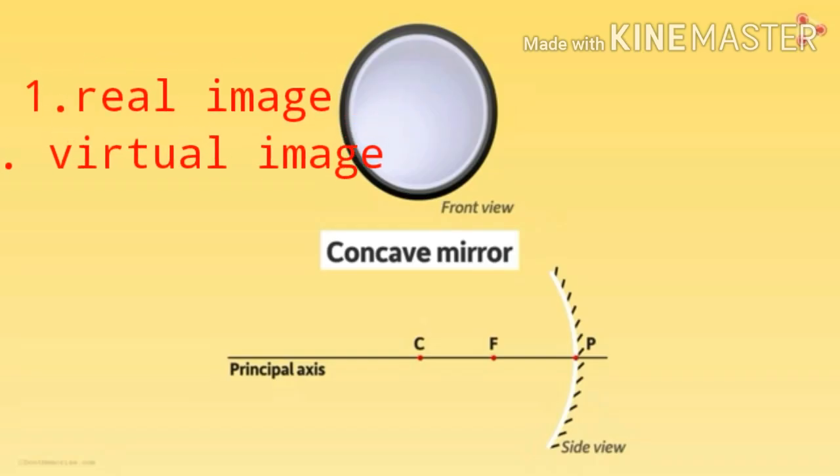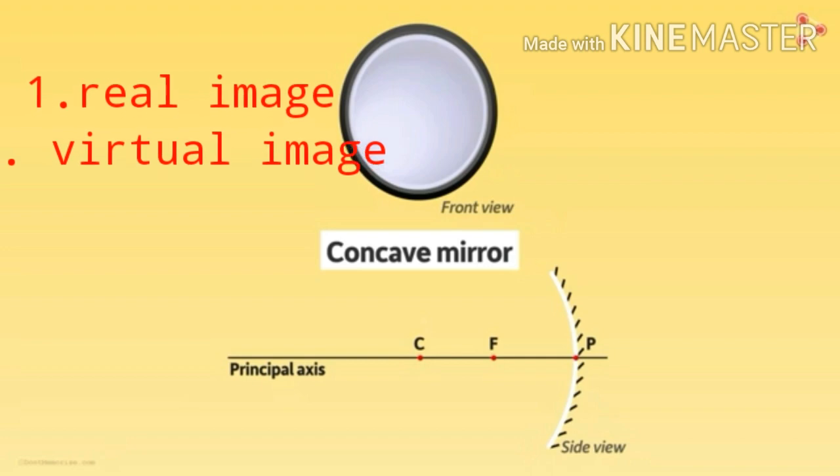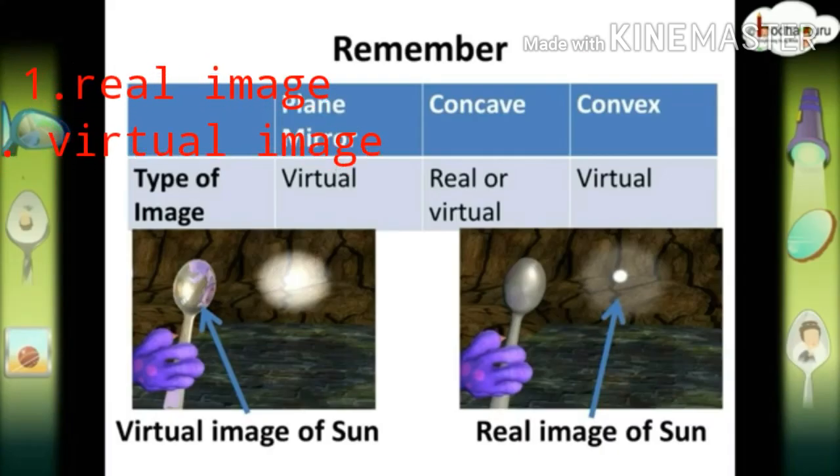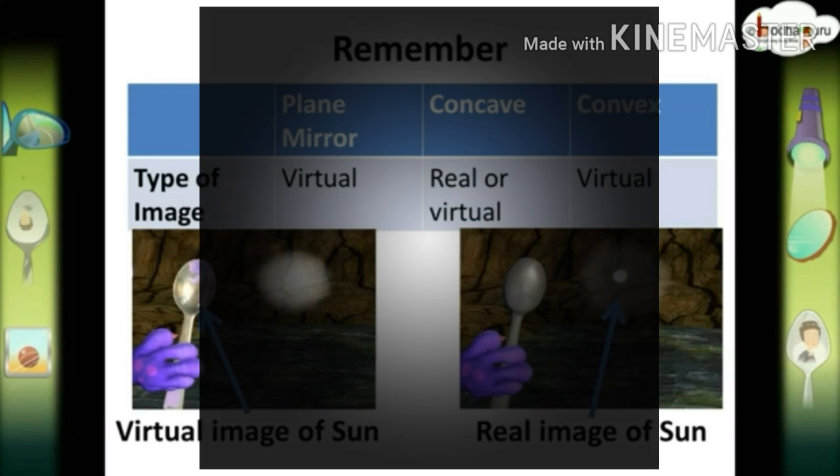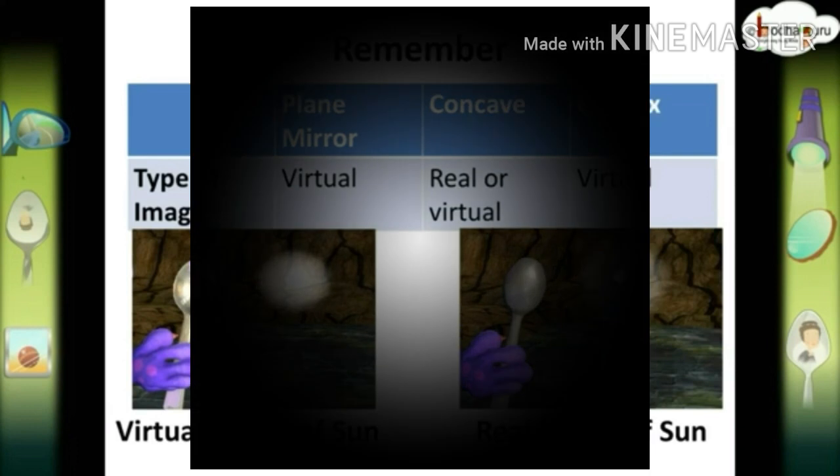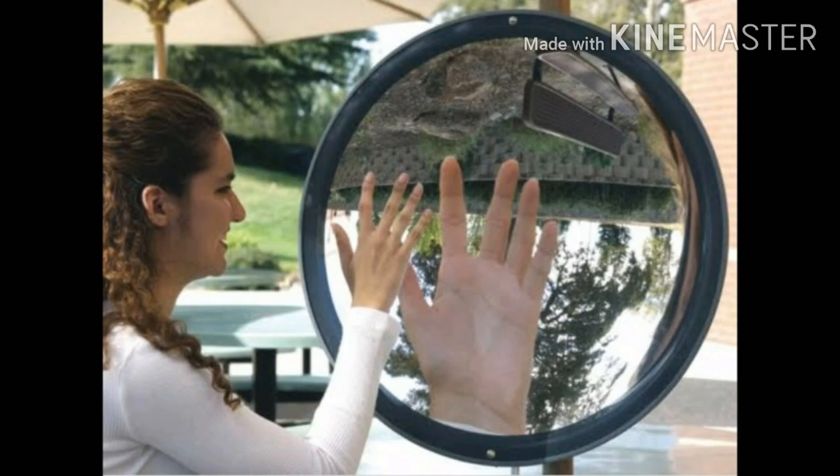Images formed by spherical mirrors are of two types. One is real image, another one is virtual image. The difference between these two images: real images can be formed on a screen, while the virtual images cannot be formed on the screen. Concave mirrors form a real image and it can be caught on a screen. We can observe the characteristics formed by concave mirror.